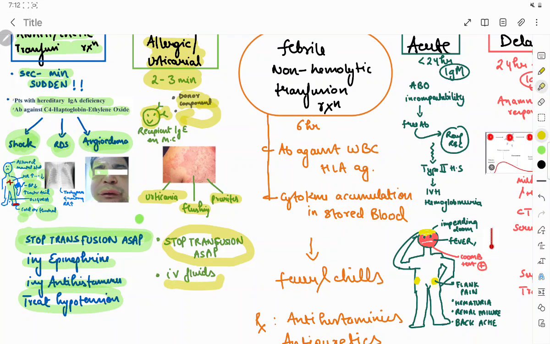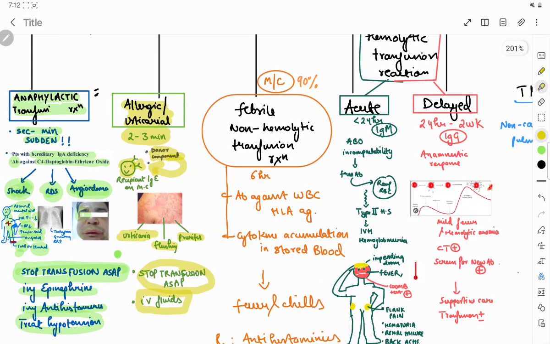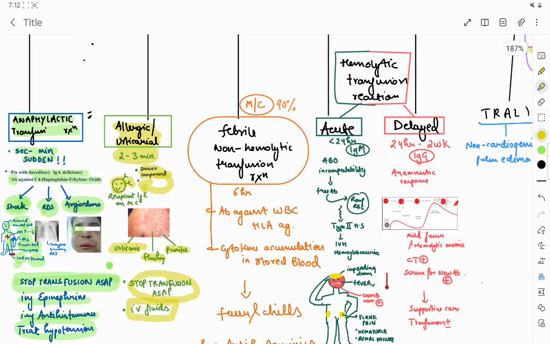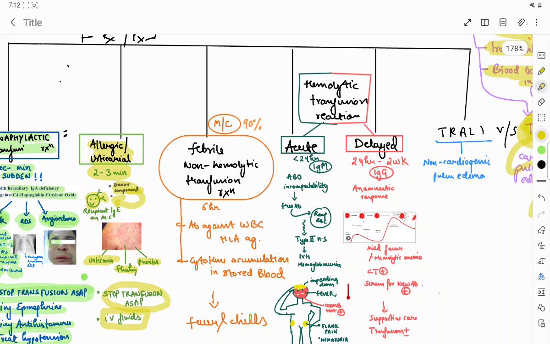You also give IV fluids in this patient. Okay, these are the two important reactions and are related actually. But note how anaphylactic is seen in patients with hereditary IgA deficiency.